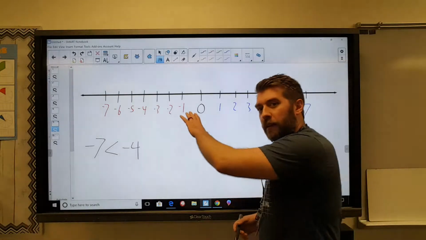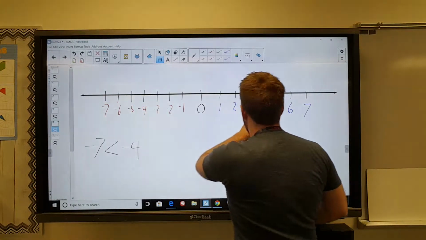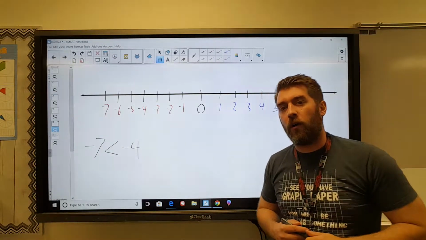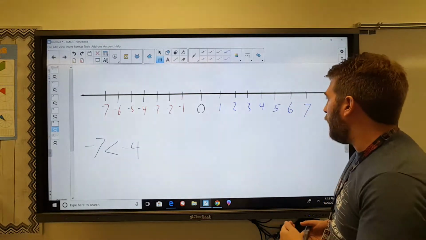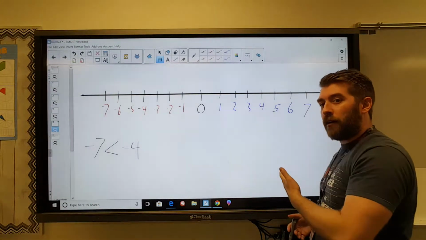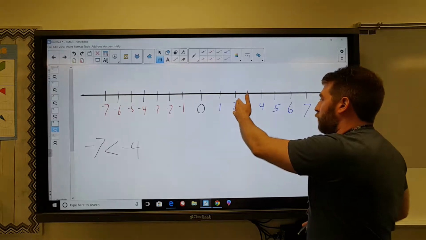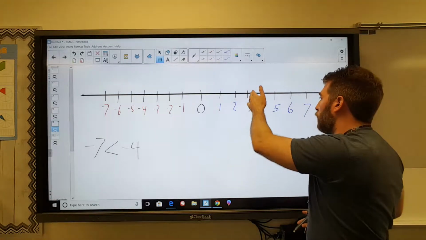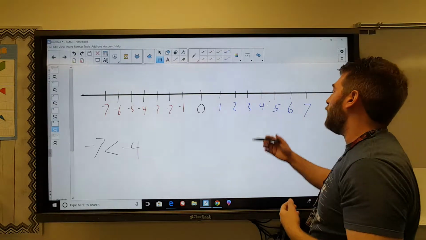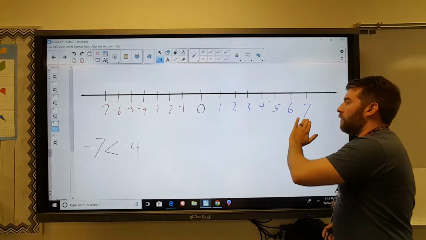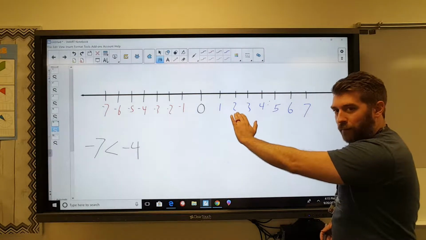Now let's not focus on the negative numbers just yet. Let's take a look at the positive numbers. And I want you to think back to how you've always counted your whole life and how counting works. As you say each number, you're increasing in value. 2 is greater than 1. 3 is greater than 2. 4 is greater than 3, and so on. 7 is greater than all the numbers that come before it.